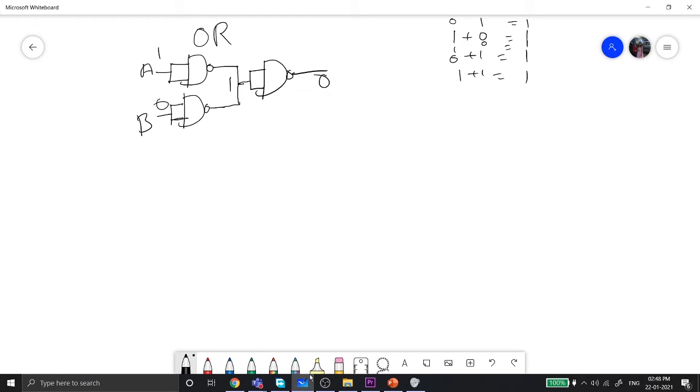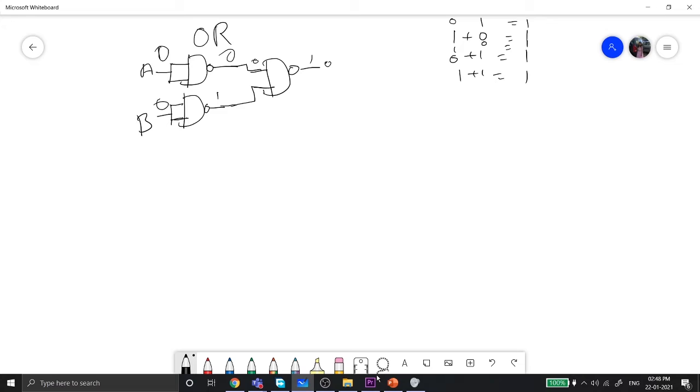So we don't have to join them together. We just have to, this is 1, this is 0, we get 1 here and 0 here. So what we have to do is, this is inverted, so we just draw another NAND gate here and we connect them. So when this is 1, this is 0, this is 0, this is 1, so we get 0, 1 here, so the output will be 1.